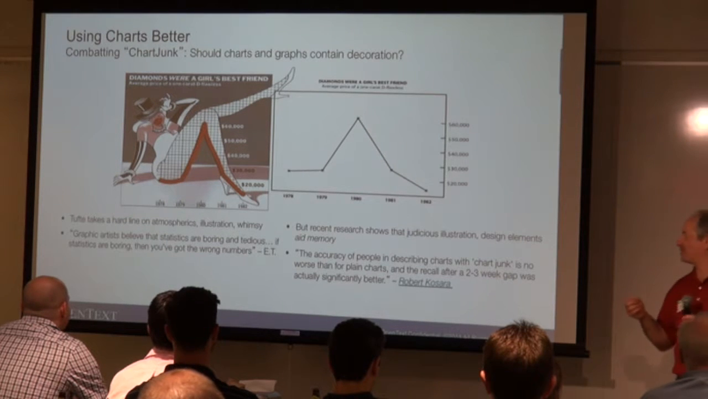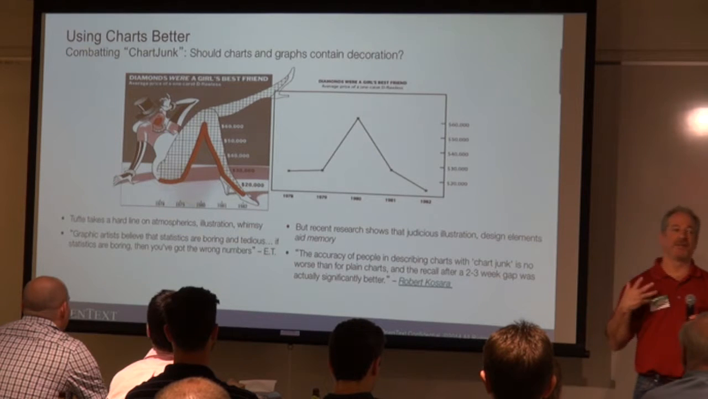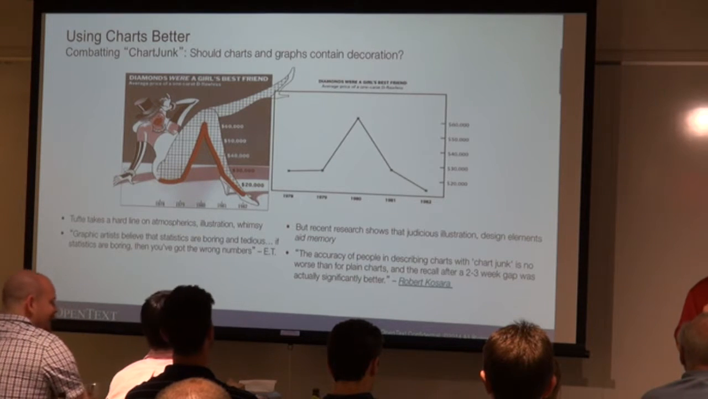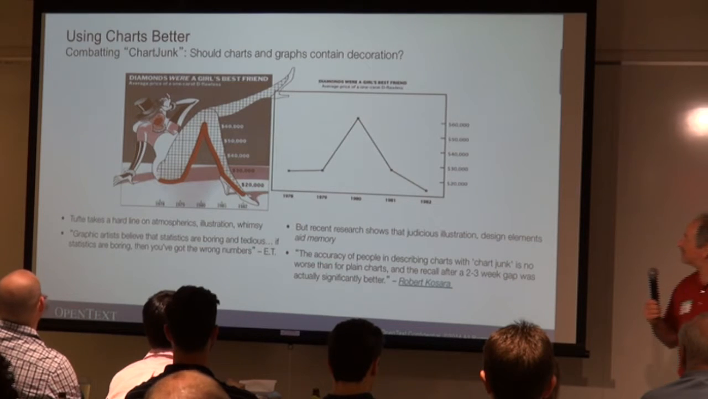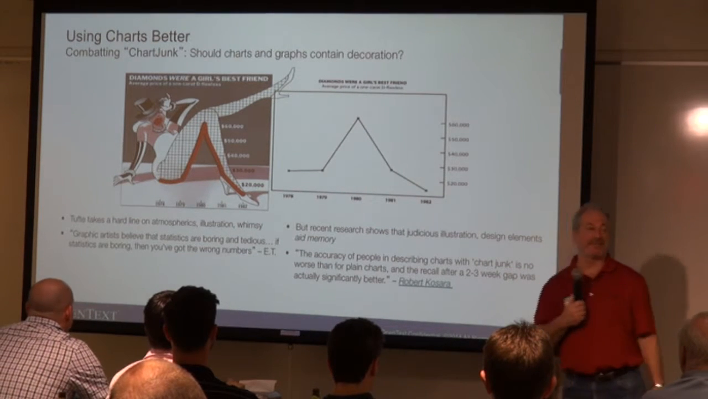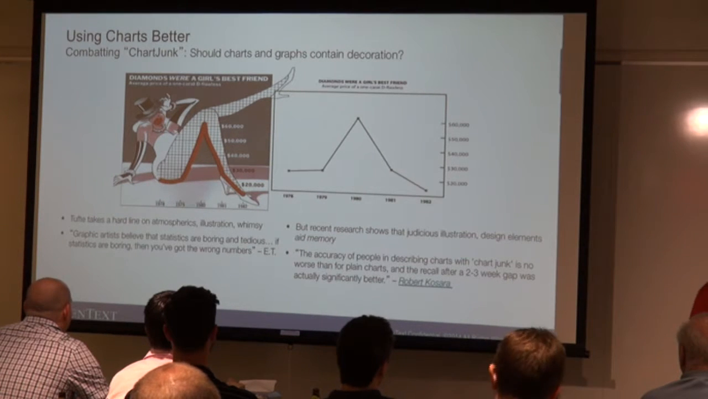But recent research shows that judicious illustrations and design elements make people recall what it is. What typically happens, people see the chart on the left and they see the pretty girl. People see the chart on the right and they see, oh, in 1980 there were a lot of people who bought diamonds, and since then it's been declining, right? So that's the kind of thing that you see.